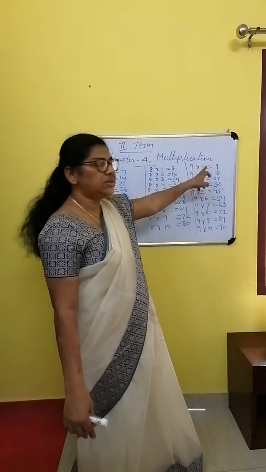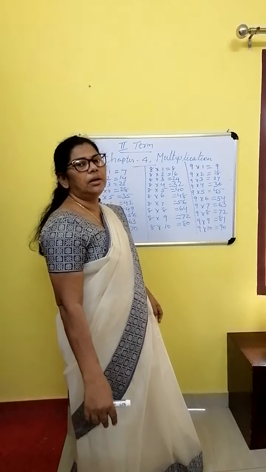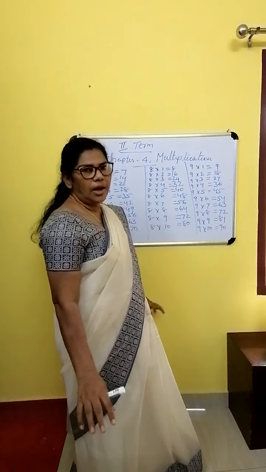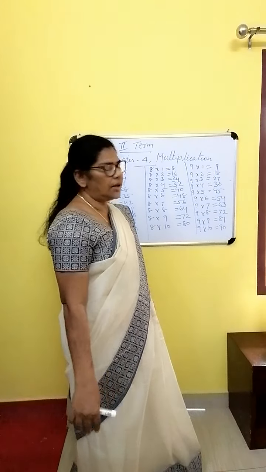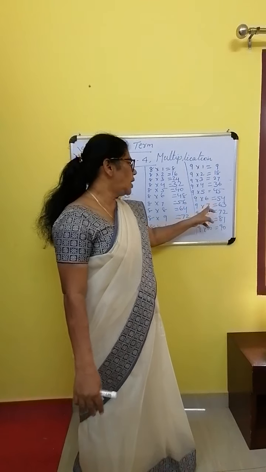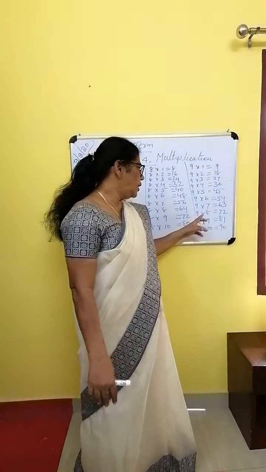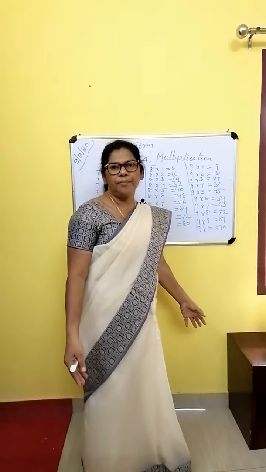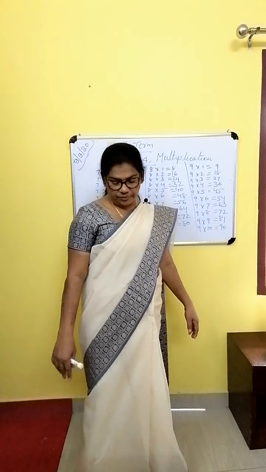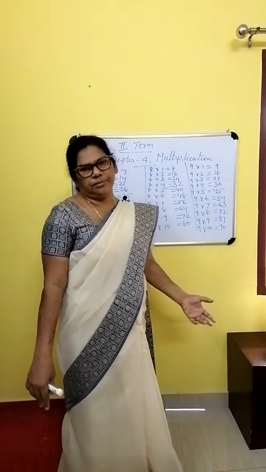Okay. 9 ones are 9, 9 twos are 18, 9 threes are 27, 9 fours are 36, 9 fives are 45, 9 six are 54, 9 sevens are 63, 9 eights are 72, 9 nines are 81, 9 tens are 90. Then table 10 is very easy.